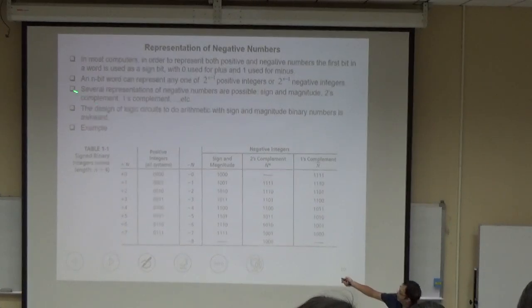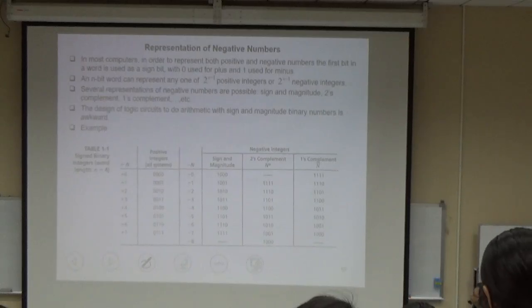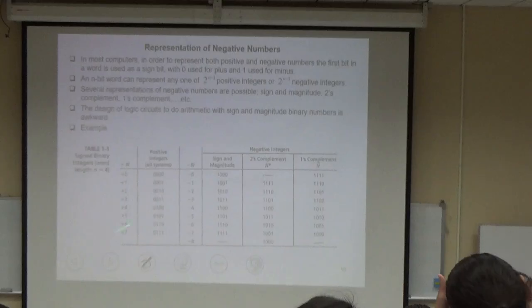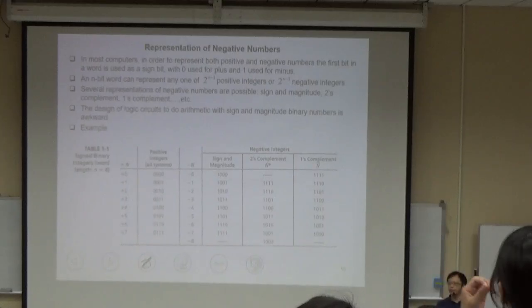Okay, the third item mentions several different representations of negative and positive numbers. It means there may be more than one method to represent negative numbers and positive numbers.